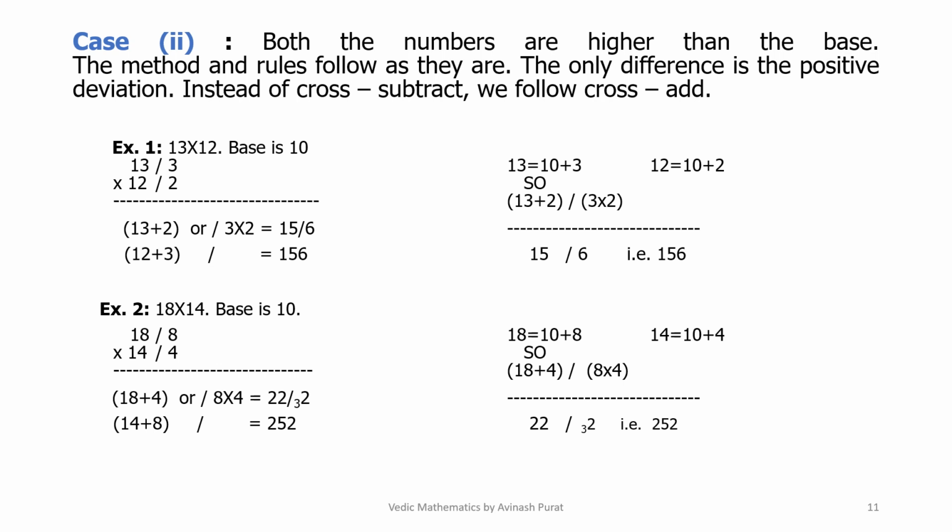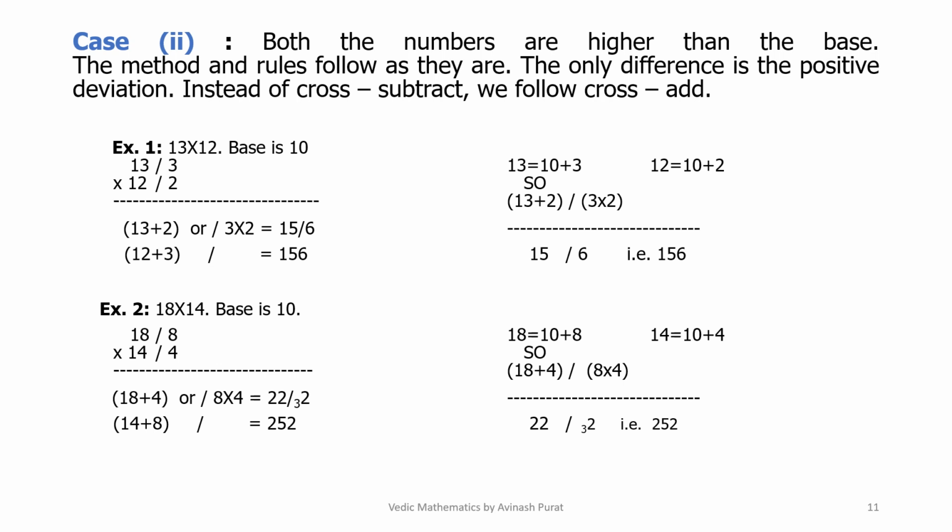13 stroke 3 plus 3 multiplied by 12 stroke 2. So the answer would be 13 plus 2, or 12 plus 3, stroke 3 multiplied by 2, that is 15 stroke 6, that is 156. Mentally, 13 equal to 10 plus 3, 12 is 10 plus 2. So 13 plus 2 stroke 3 into 2 equal to 15 stroke 6, that is 156.